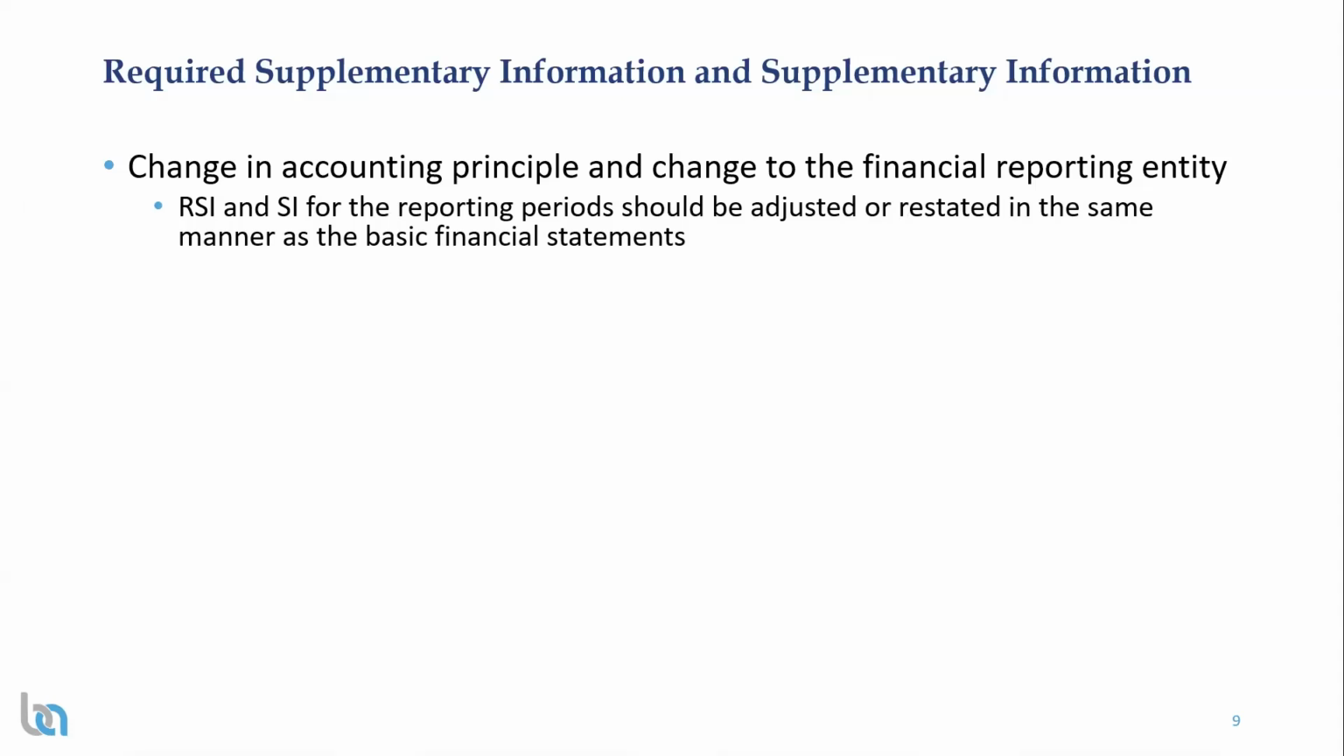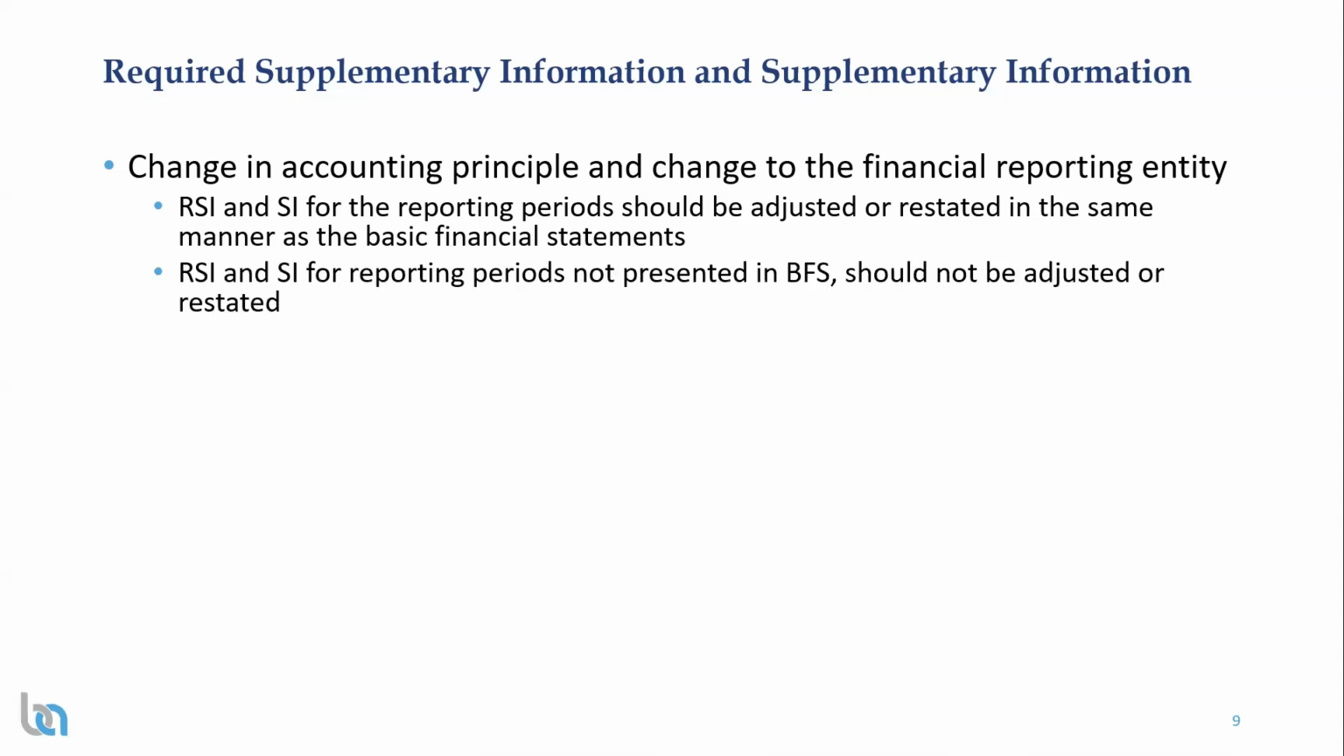the reporting periods should be adjusted or restated in the same manner as the basic financial statements. So if you have RSI that shows 10 years and you're reporting on fiscal year 2024, you really only have to adjust the RSI column for 2024. You don't have to go back and adjust any periods that are not presented in the financial statements. Obviously, if you have comparative financial statements, then you have 2 years to adjust. But that's only for accounting principles and changes in the reporting entity. Okay.